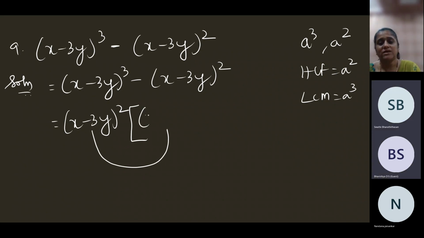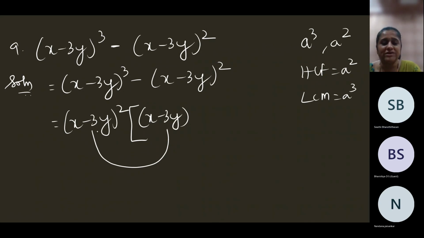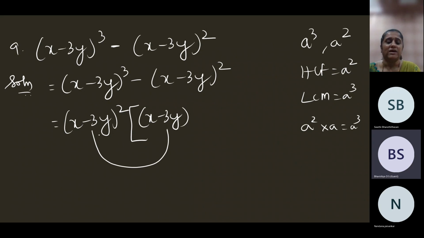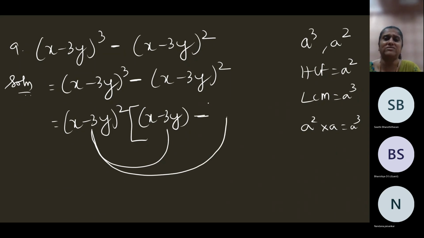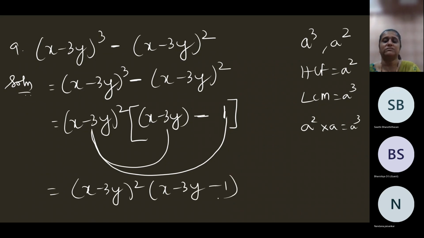X minus 3y, ma'am. Yeah. X minus 3y the whole square into x minus 3y, like a square into a is a cubed. So x minus 3y the whole square into x minus 3y is x minus 3y the whole cube, the first term. Minus 1, ma'am. X minus 3y the whole square into what will give you x minus 3y the whole square? 1. So x minus 3y the whole square, open bracket, x minus 3y minus 1. This is the answer.